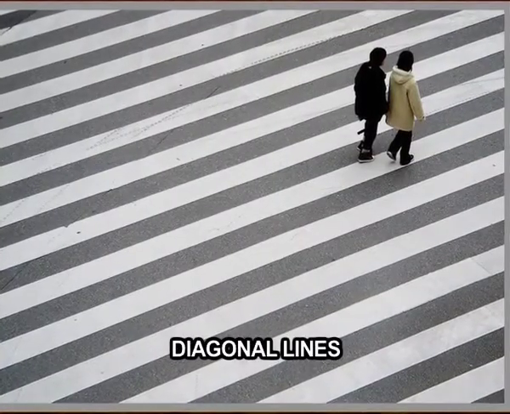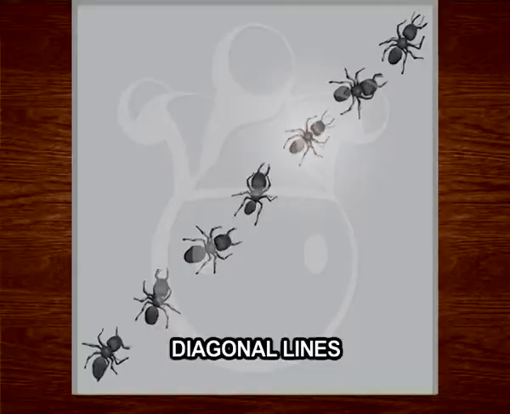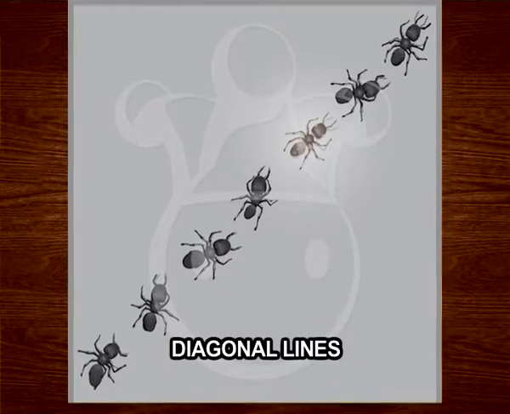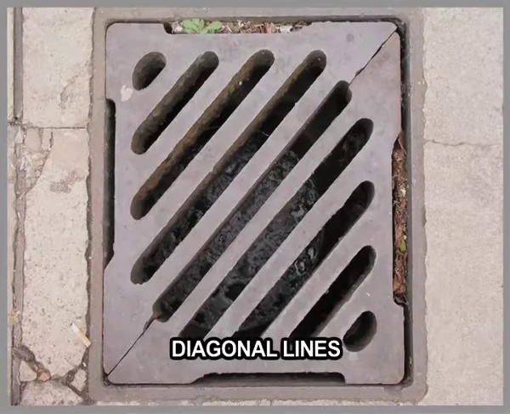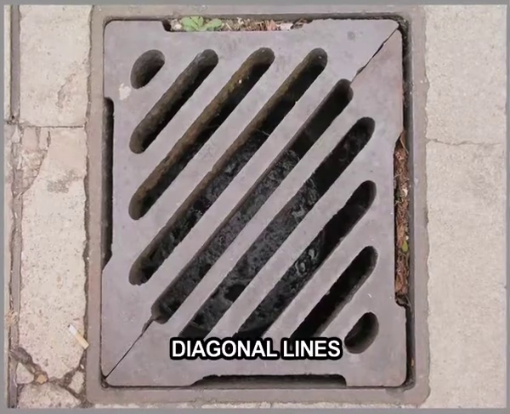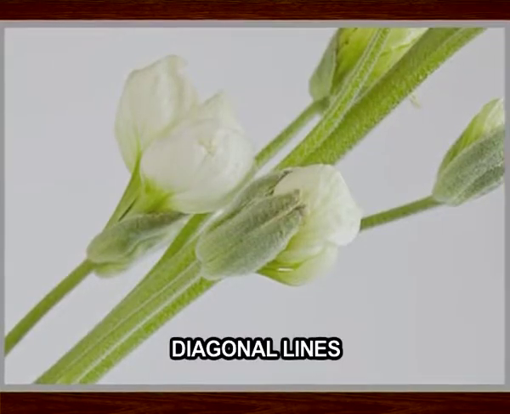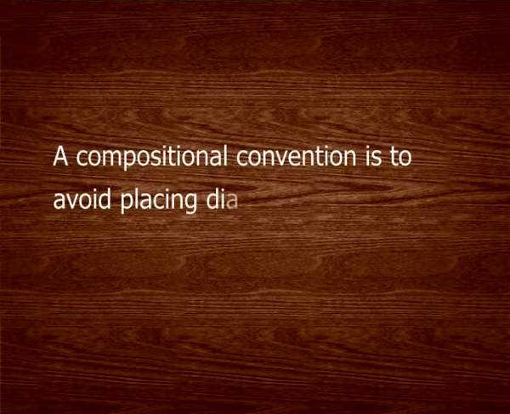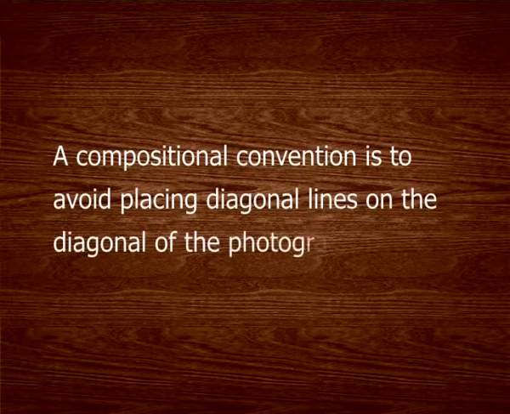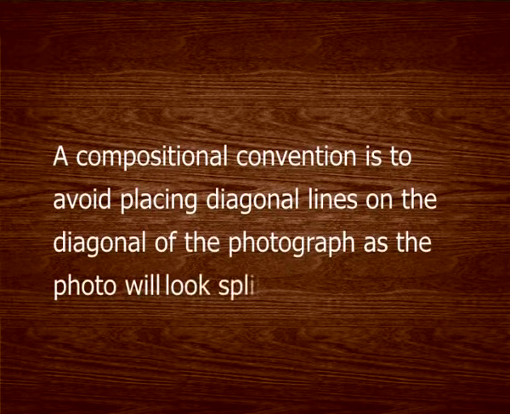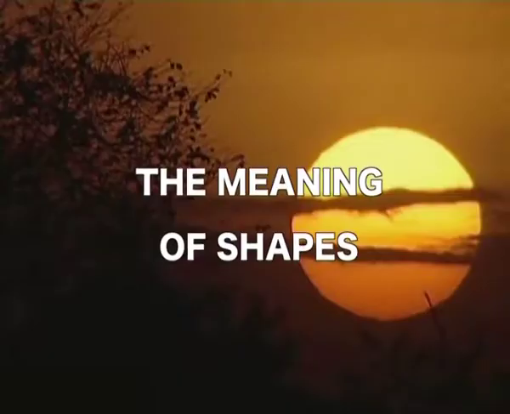Another type of line is the diagonal lines. They can add depth to a photograph as well as creating points of interest inside your composition, and if repeated, they can also produce nice patterns. They also give a feeling of dynamic action. A compositional convention is to avoid placing diagonal lines on the diagonal of the photograph, as the photo will look split.